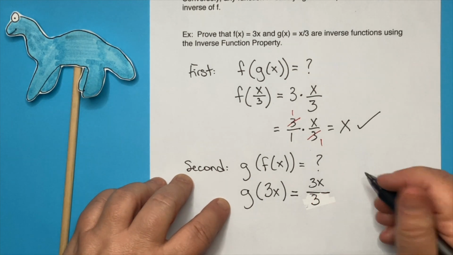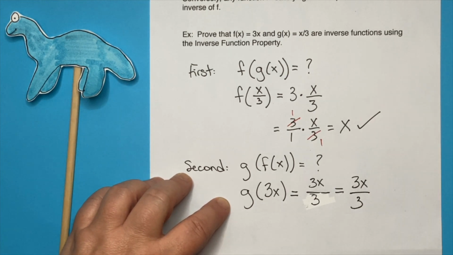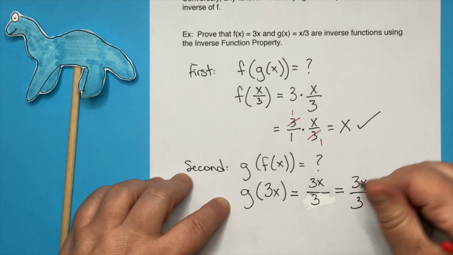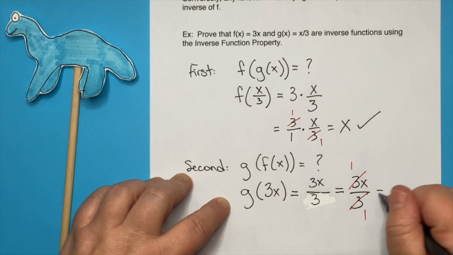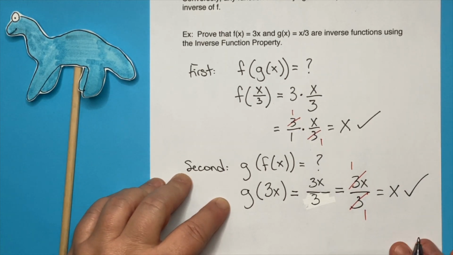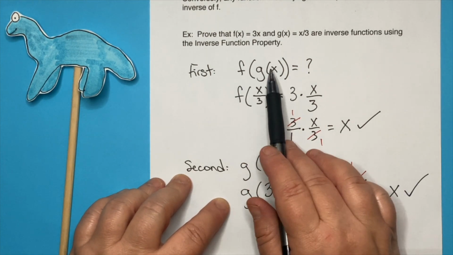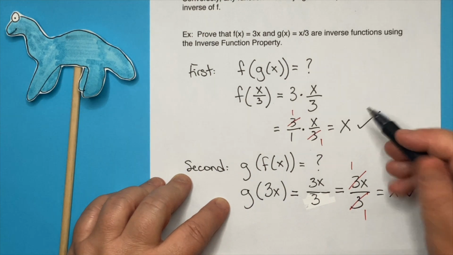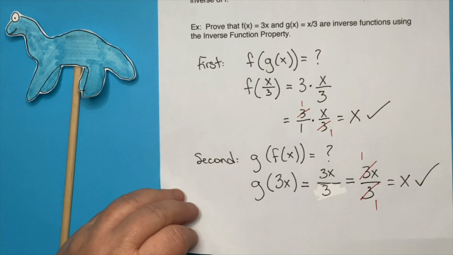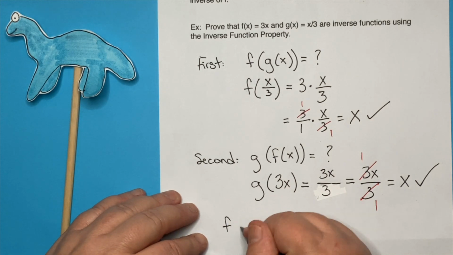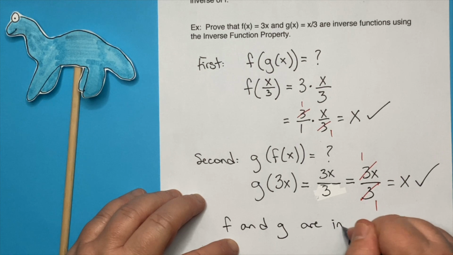Oh, so much better. Okay, so 3x over 3, and I'm writing it a second time just to try to redeem myself. But the 3 cancels. Oh my goodness. And we get x. So we compose them, one f of g, one g of f. If they are both x, then f and g are inverses.